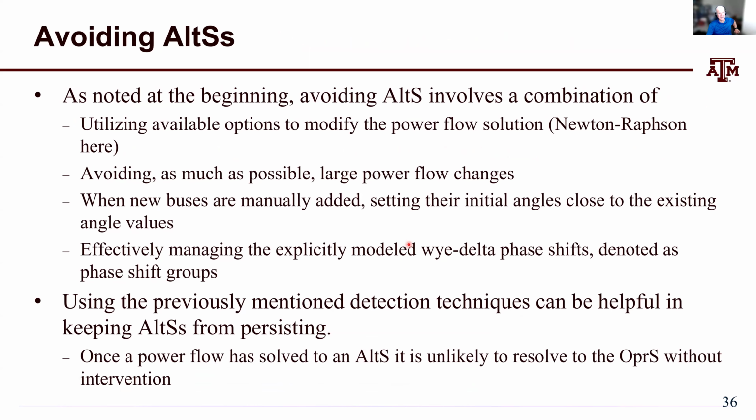How do you avoid these things? I went through these at the beginning, but I want to reiterate them here. One thing you want to do is if you do get an alternative solution, you do want to know it because it can persist. If you solved an alternative solution, like the early example indicated, it might be in a part of the system that you don't care about. If you don't care about it, maybe it's not really affecting your results, but it would be nice to know if it's there. And then you'd have to start with a different solution to get away from it, because once you get to an alternative solution, they don't tend to resolve themselves.